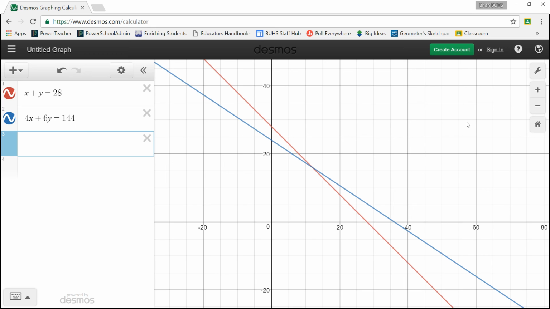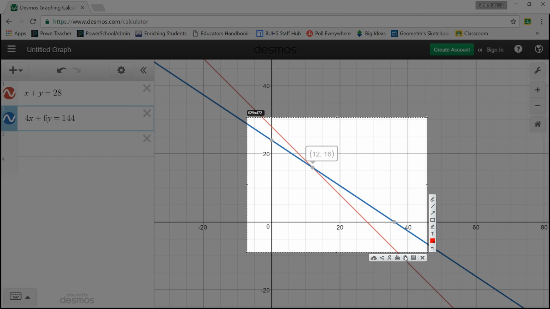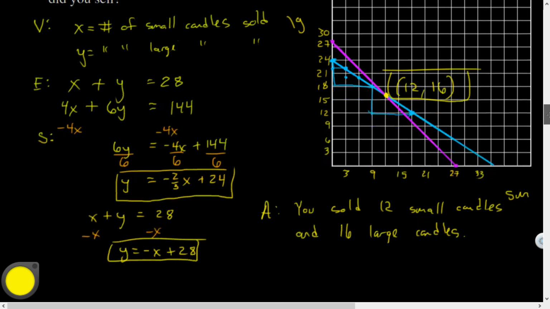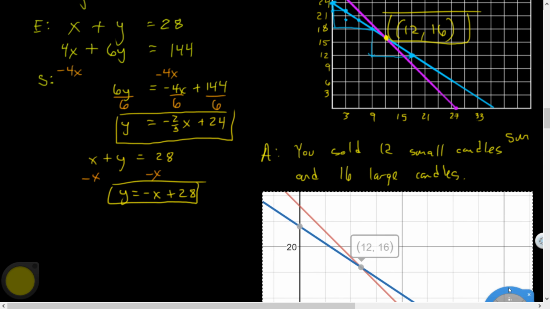And I can actually find the intersection using this. If I click on a line, oh, I can find the x-intercept. I can click and drag on this line and kind of move along it. Notice that the intersection is actually gray. If I highlight over that intersection, it'll give me the solution. All right, so I was right, right? Even though my lines weren't as perfectly drawn as that. But yeah, so 12 comma 16, I got the same solution.